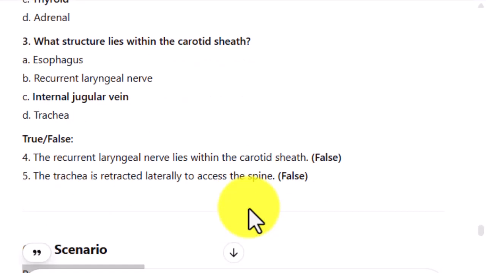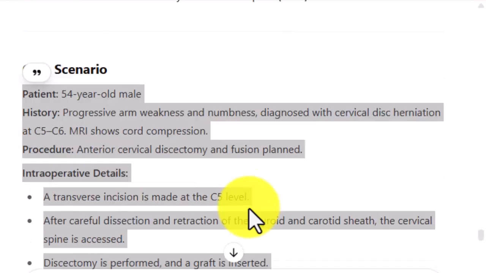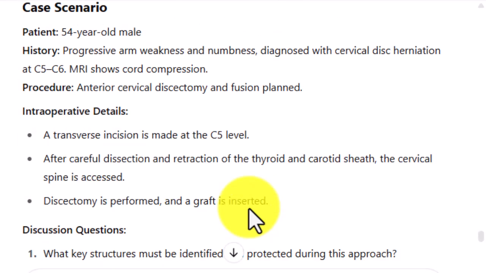True or false? The recurrent laryngeal nerve lies within the carotid sheath. False. True or false? The trachea is retracted laterally to access the spine. False.